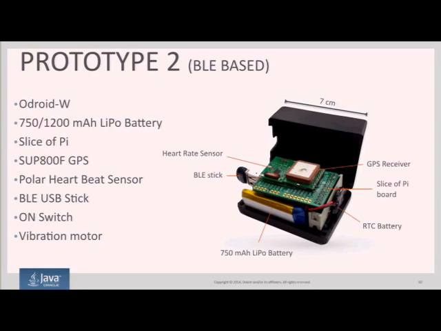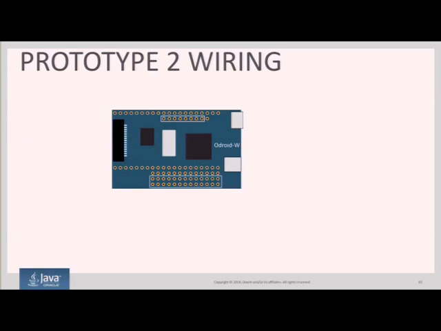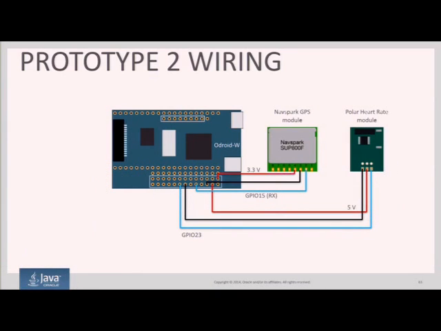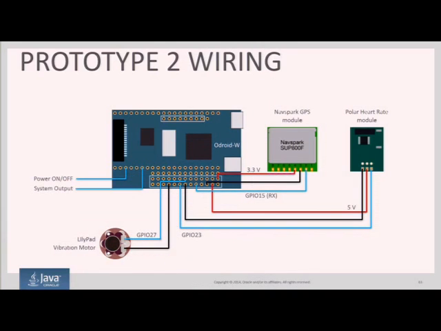I think that's it, and then I plug the Bluetooth in here. And to give you an idea about the wiring, if this is the board, then this is the GPS sensor, I hook it up there. Then the Polar heart rate sensor, I have to hook it up like this, vibration motor like that.